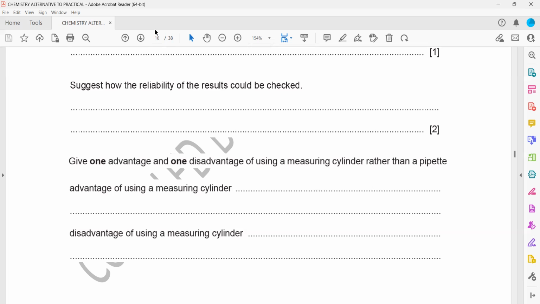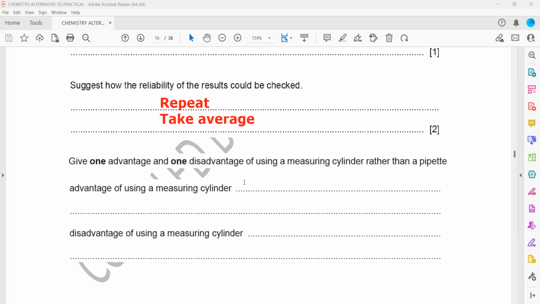Then one advantage. It's 2 marks. 1 mark is for repeating the experiment. You can mention take the average or identify the anomalous results, or you can also mention repeat the experiment until two of the values are concordant to 0.2. That also you can mention in a titration experiment.